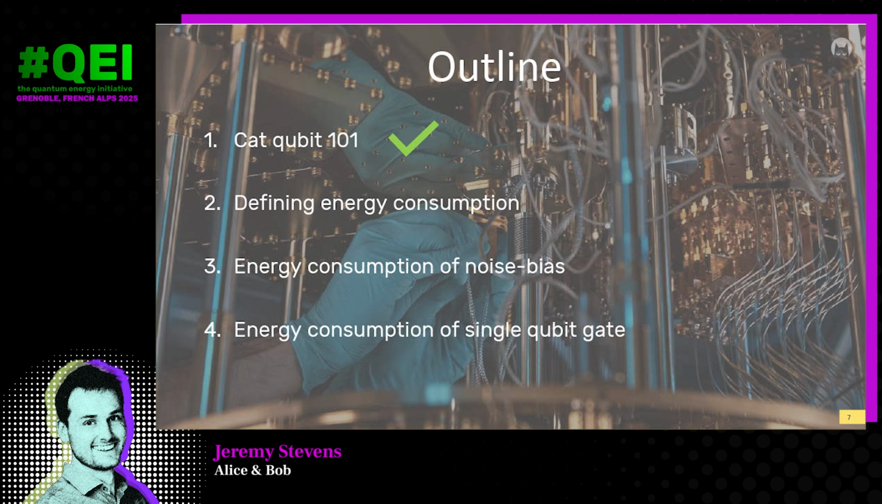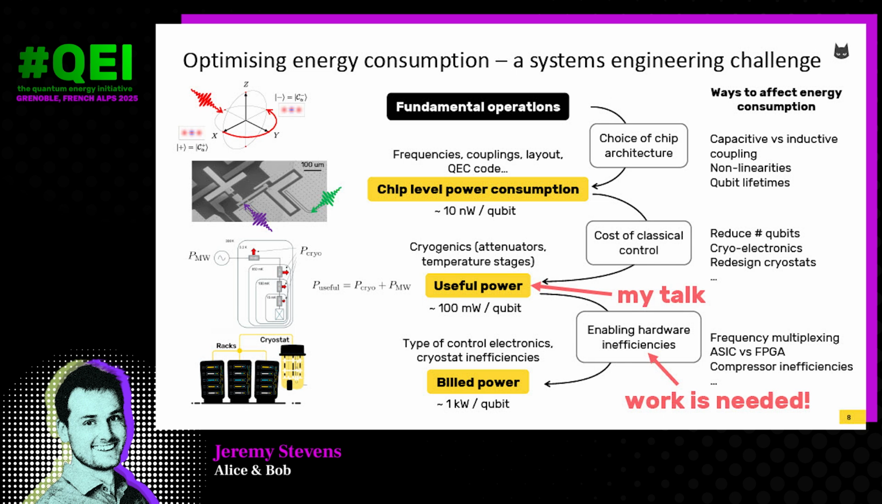And so now I'm going to talk about defining the energy consumption. I think you have to be a bit careful about how you define the energy consumption at what scales. So I'll talk about that. And then we'll look at the energy consumption of the stabilization of the noise bias of cat-qubits and of a single qubit gate. All right, so I see optimizing energy consumption as a systems engineering challenge.